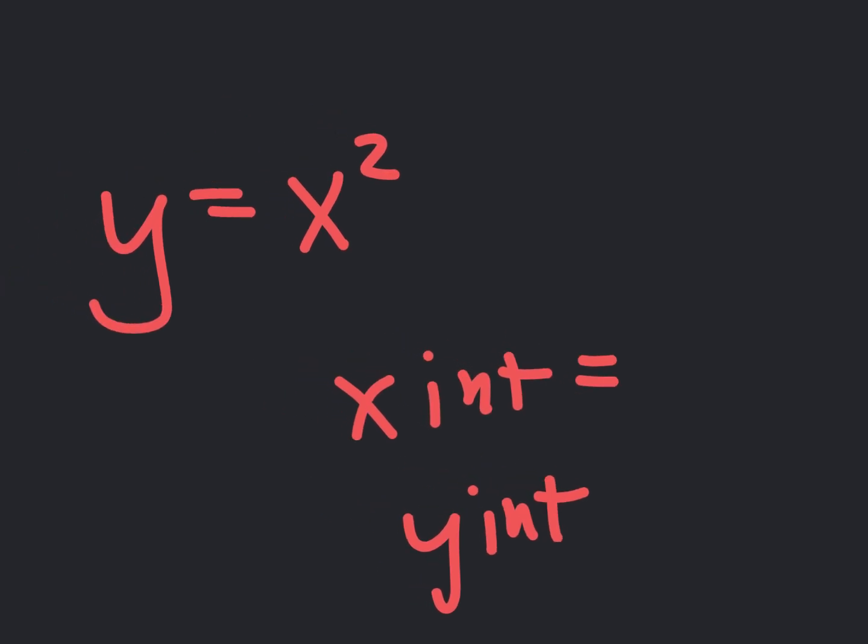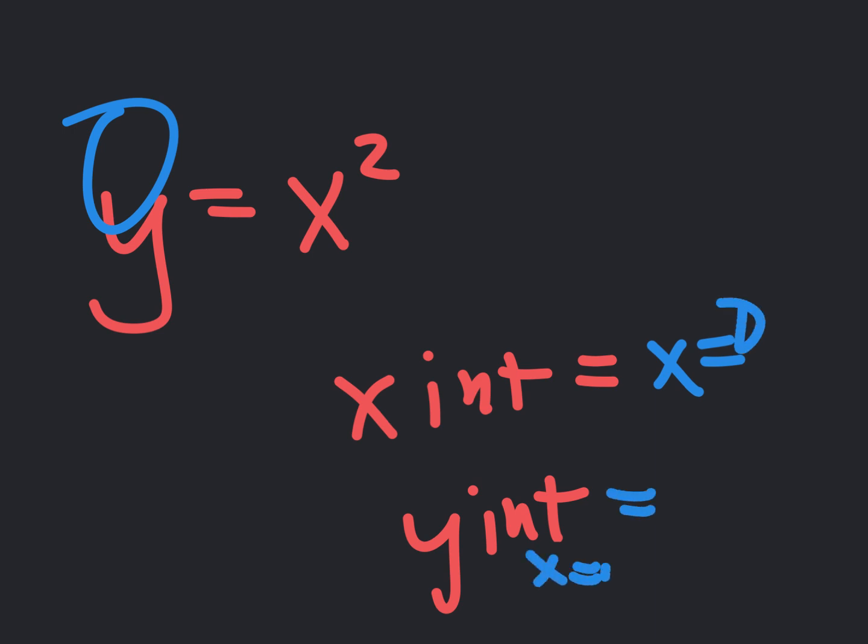So if I put in y is 0, 0 equals x squared. So what's x equal? 0. On the y-intercept, x will be 0. So I put a 0 here. And now I have y equals 0.